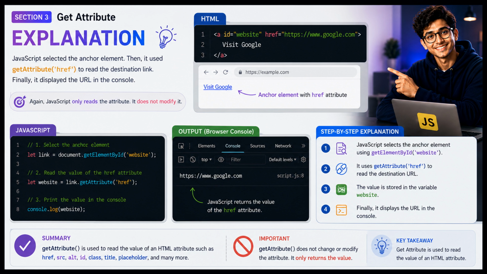Explanation. JavaScript selected the anchor element. Then it used getAttribute("href") to read the destination link. Finally, it displayed the URL in the console. Again, JavaScript only reads the attribute. It does not modify it.